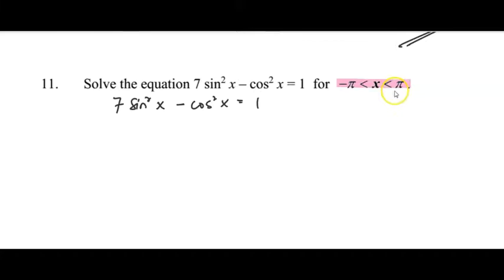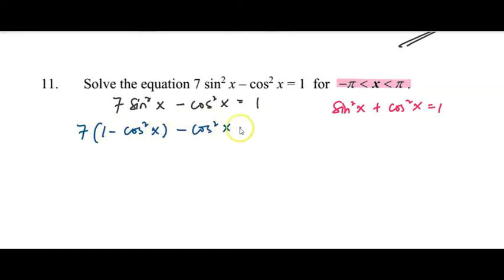Since the range is given in radian, our answer later on needs to be in radian. So here I'm going to use the first identity, which is sine squared x plus cos squared x equals 1. Convert this equation into cos; maybe you would like to remain the cos. So I'll change the sine squared into 1 minus cos squared. Okay, and then copy down the cos squared equals to 1.